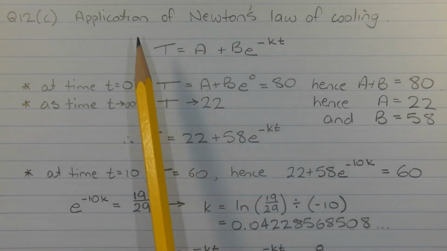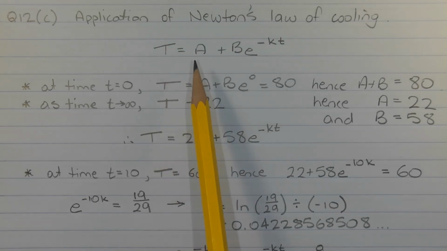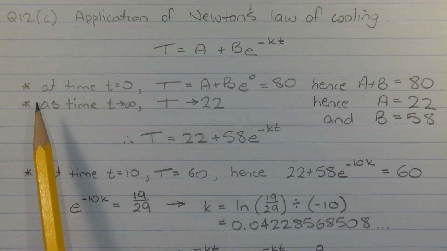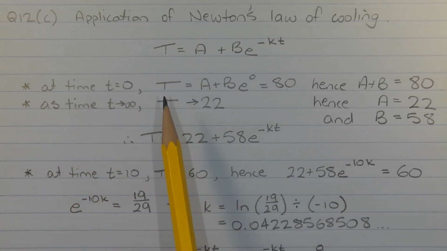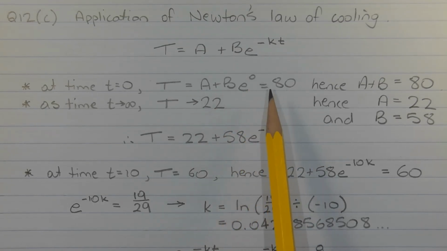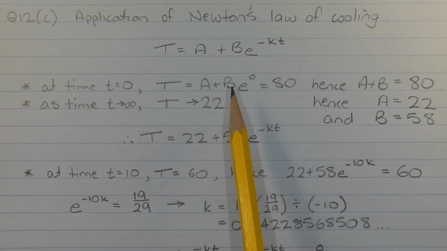This problem is an application of Newton's law of cooling. Now the model given is T equals A plus B times e to the power of negative kt. And our first step is to work out the values of A and B. Initially, the temperature of the cup of coffee is 80 degrees Celsius. In other words, at time t equals 0, T is equal to A plus B times e to the power of 0, and that equals 80. Now e to the power of 0 is equal to 1. Hence, A plus B is equal to 80.